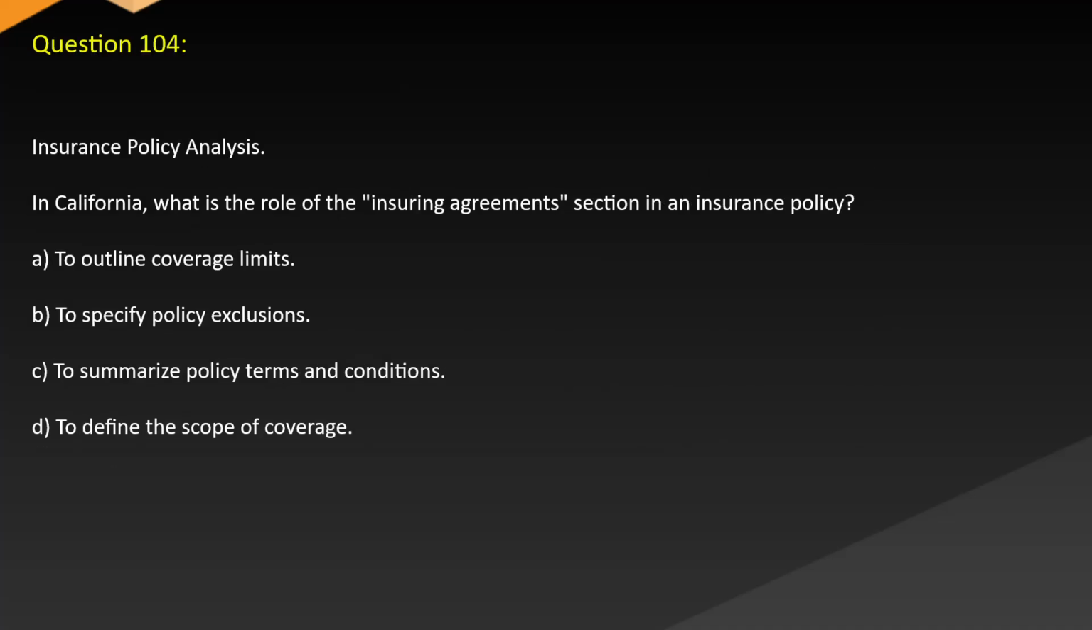Insurance policy analysis. In California, what is the role of the insuring agreements section in an insurance policy? A. To outline coverage limits. B. To specify policy exclusions. C. To summarize policy terms and conditions. D. To define the scope of coverage.